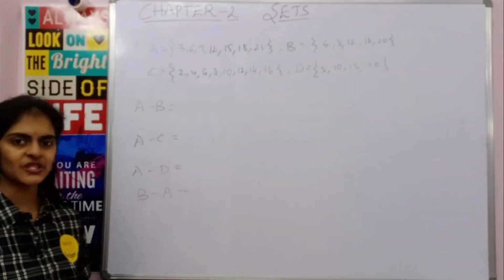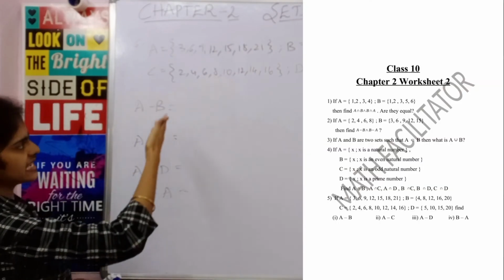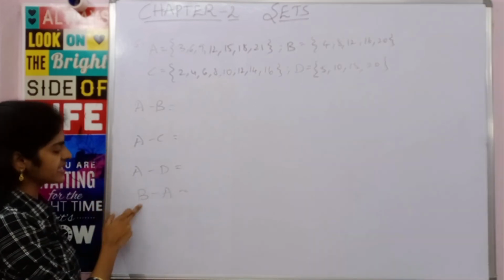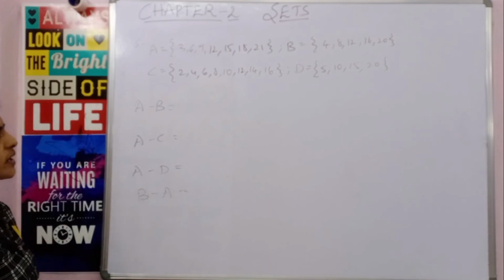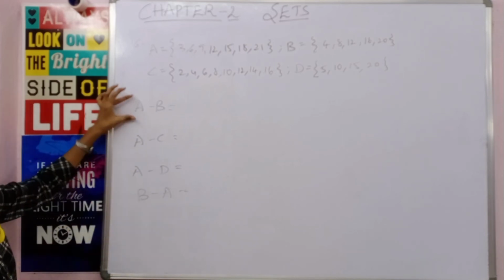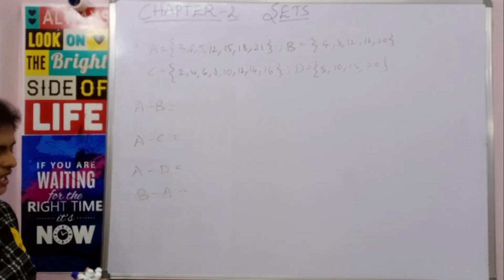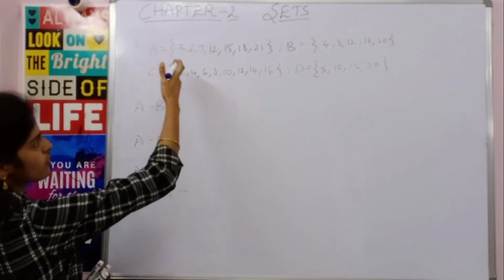Okay, moving on to the next question. You have A, B, C, D as 4 different sets, and you have to find A minus B, A minus C, A minus D and B minus A. Now what is A minus B? As I told you, you will consider the set A and you will remove the common elements of both A and B.